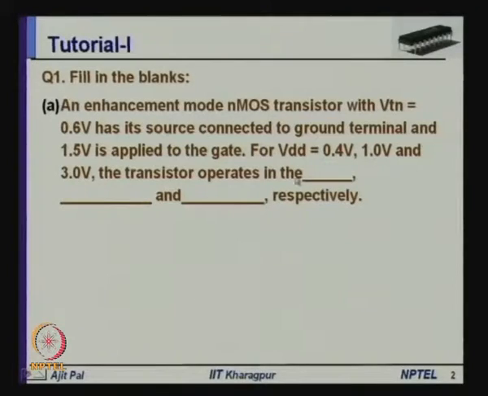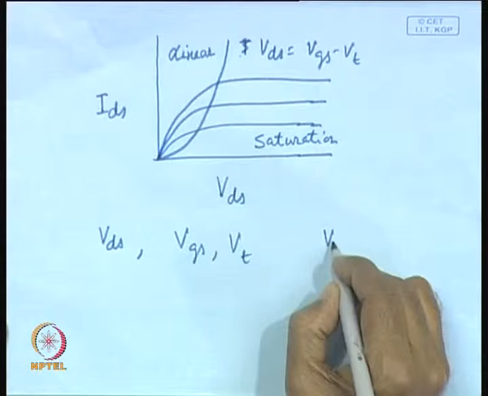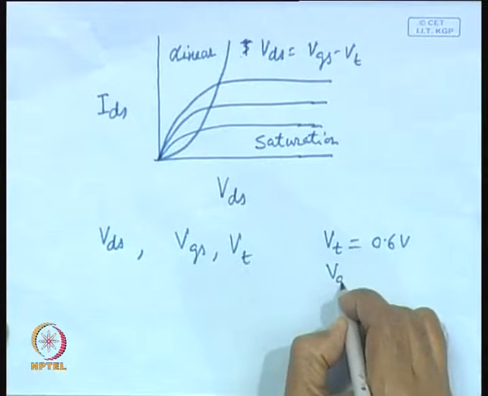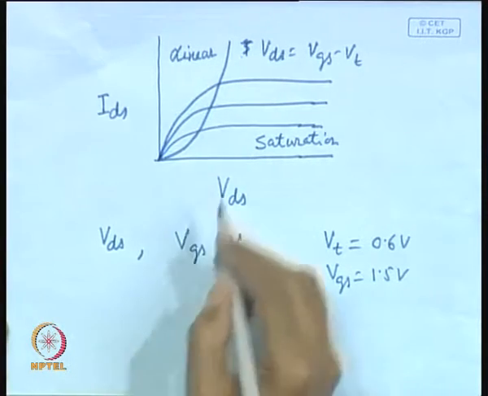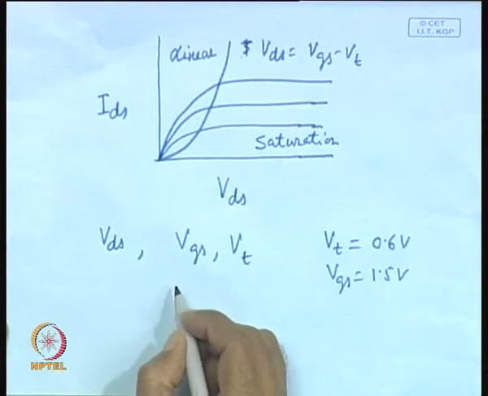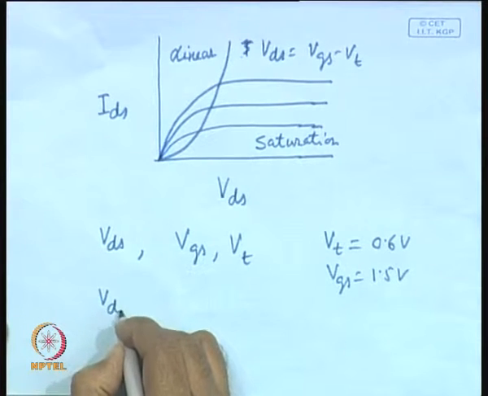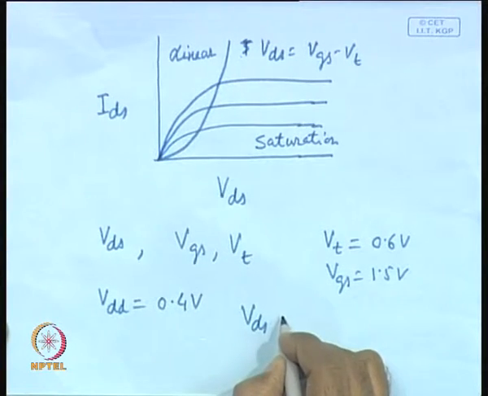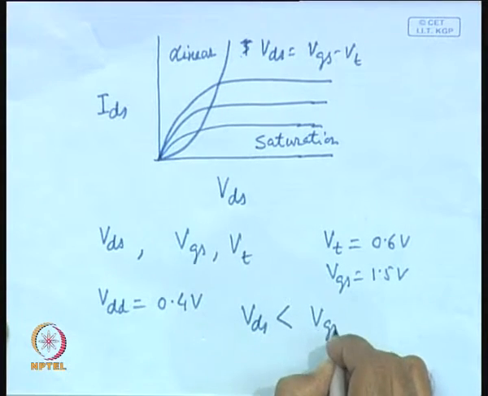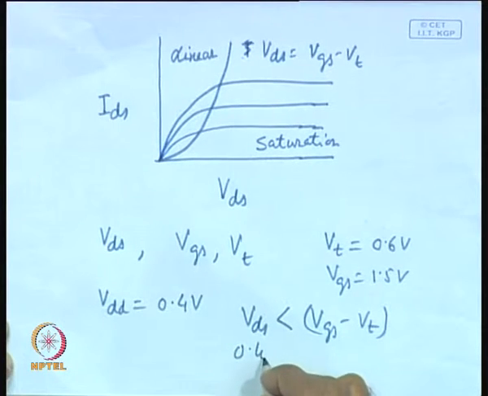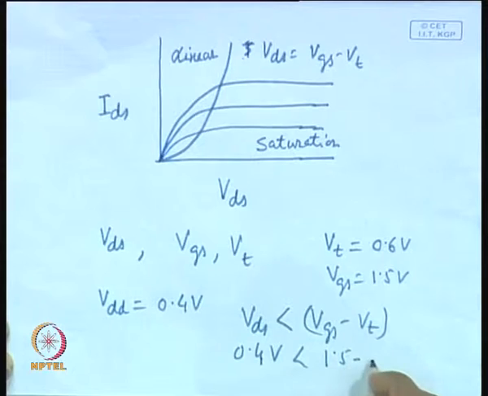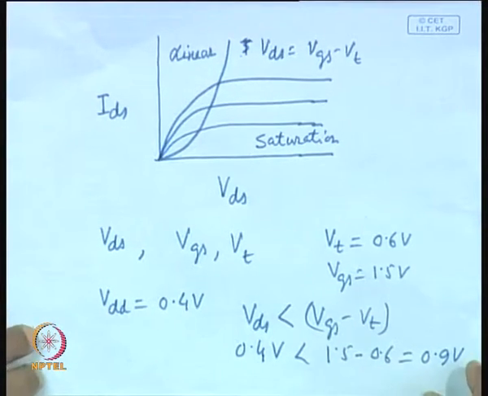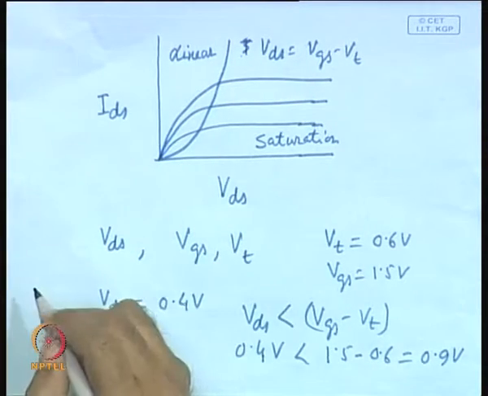Now, in this particular problem we find that your VTN is equal to 0.6 volt and VGS is equal to 1.5 volt, these are fixed. That means, VT is equal to 0.6 volt, VGS is equal to 1.5 volt. Now, VDS is essentially the voltage that is applied across the transistor. In the first case when VDD is equal to 0.4 volt, then we find that VDS is less than VGS minus VT. That means, this is 0.4 volt and this is 1.5 minus 0.6, that is equal to 0.9 volt. So, since this is less than 0.9 volt, the transistor is in linear region.